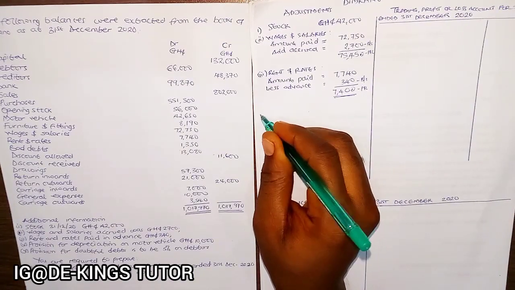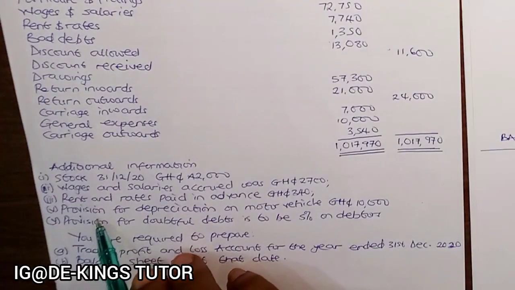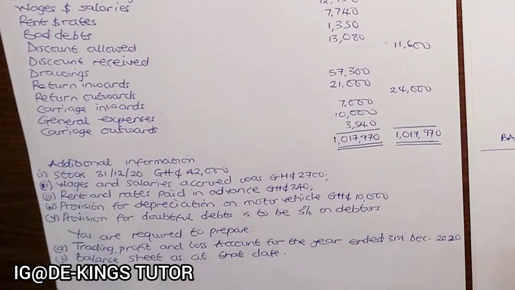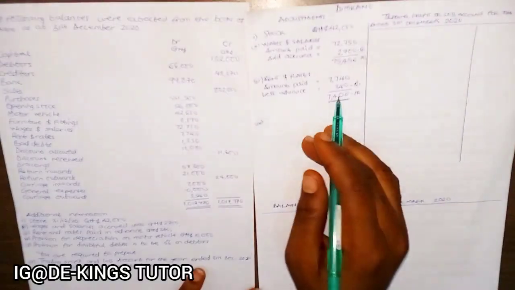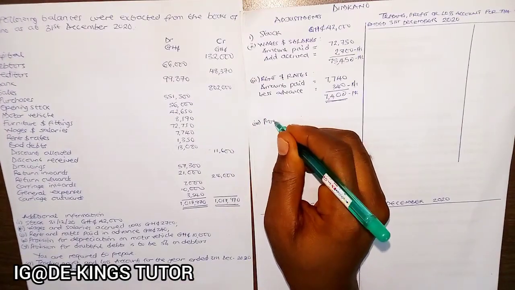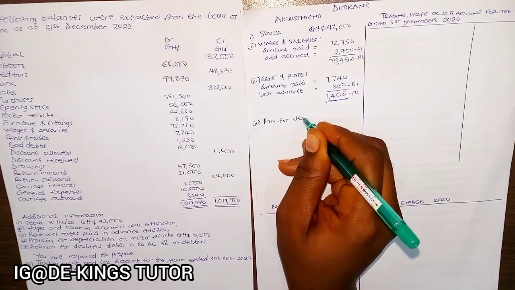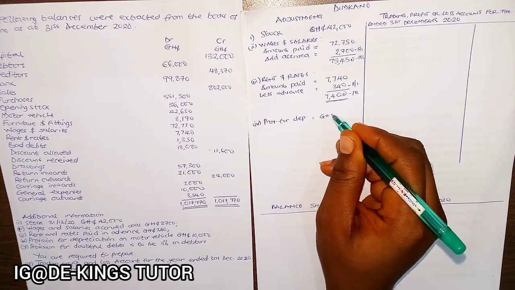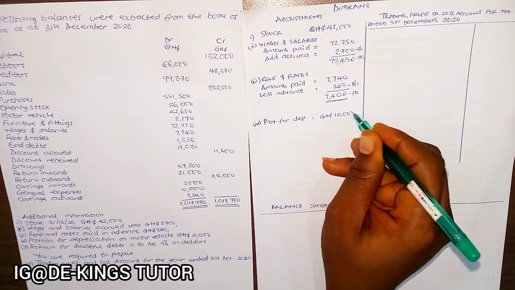Then the fourth one, provision for depreciation on motor vehicle 10,000. So provision for depreciation equals 10,000 Ghana cedis.